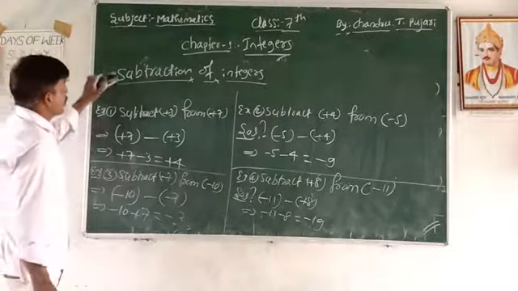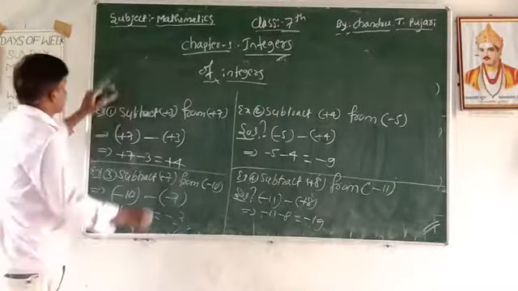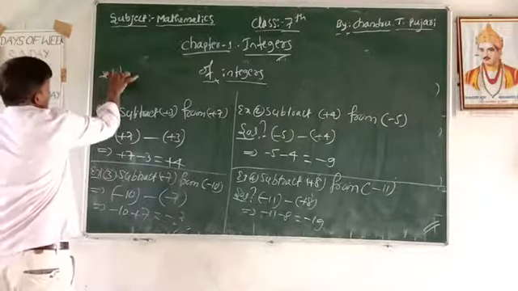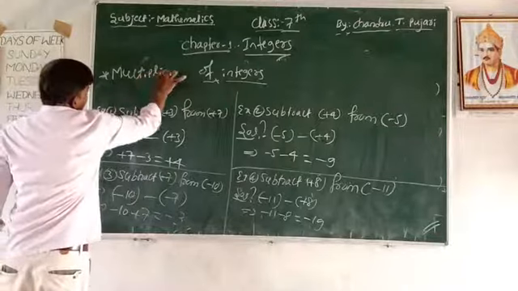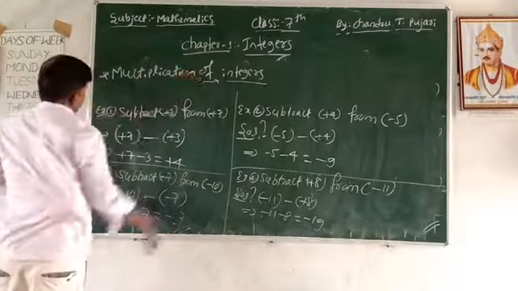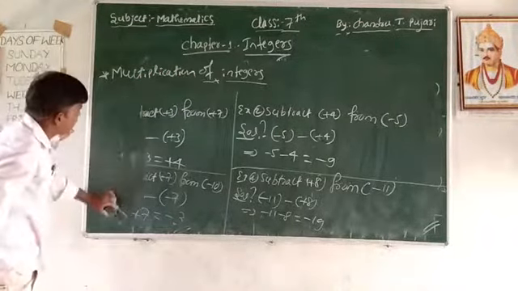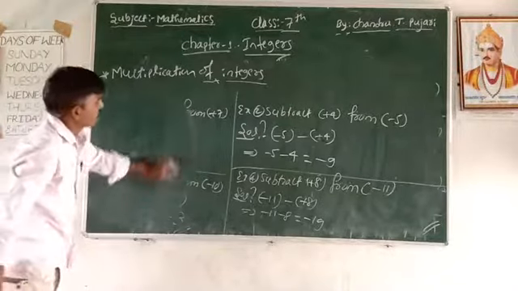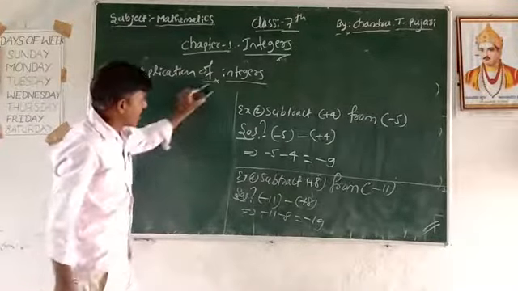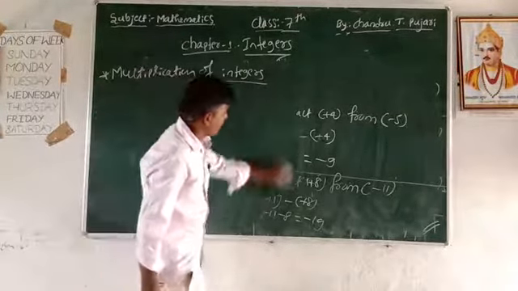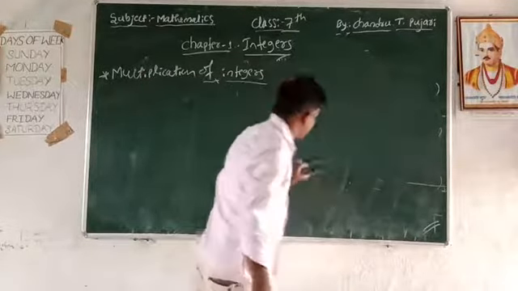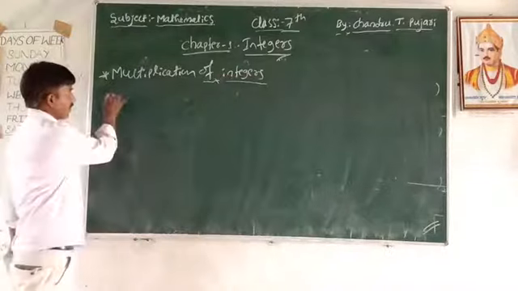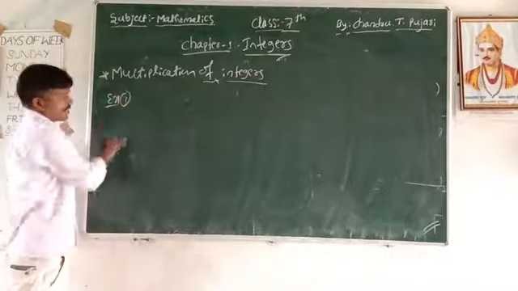Next, you can do some multiplication of integers. Multiplication of integers is also very easy, no problem. You can take two examples in your multiplication of integers. Example number 1. Only multiplication.